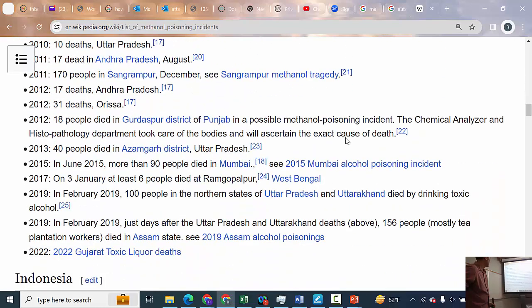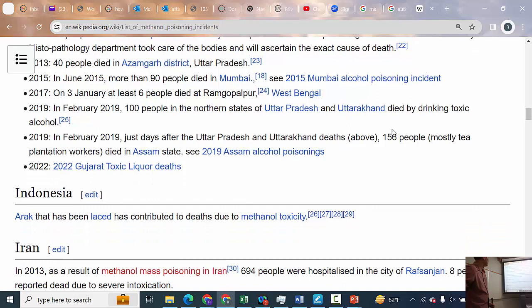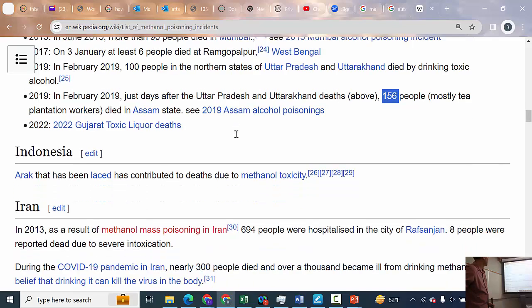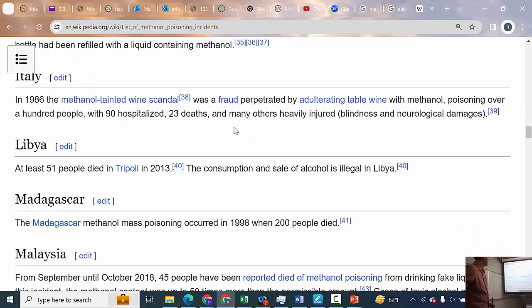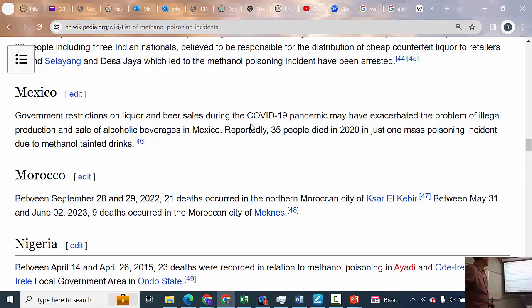How about the U.S.? Yeah, 156 died. It's in India. That whole list is all India. Oh, Indonesia. Okay, I got to keep going. Keep going down. I think this was 35 in 2020, in one mass methanol poisoning event.